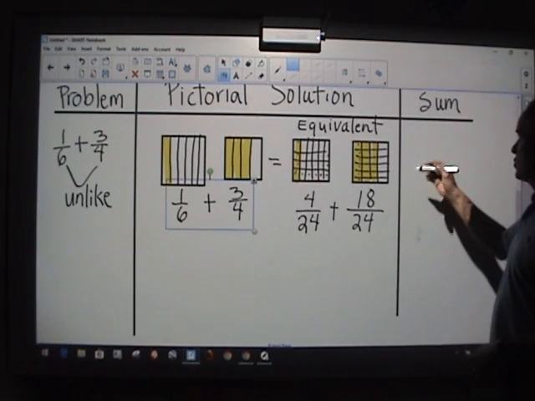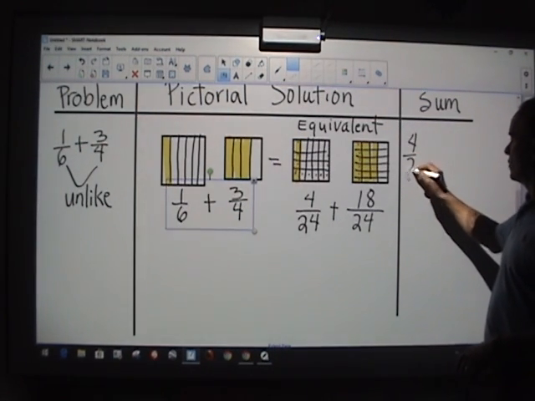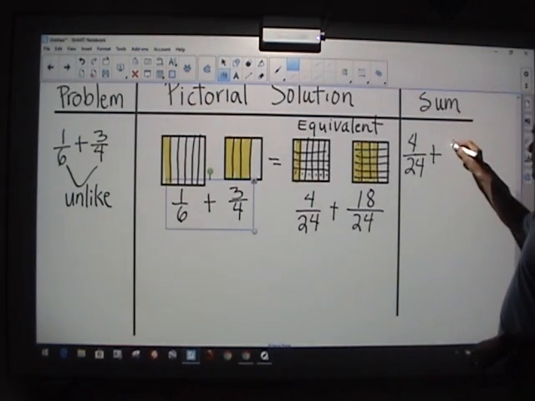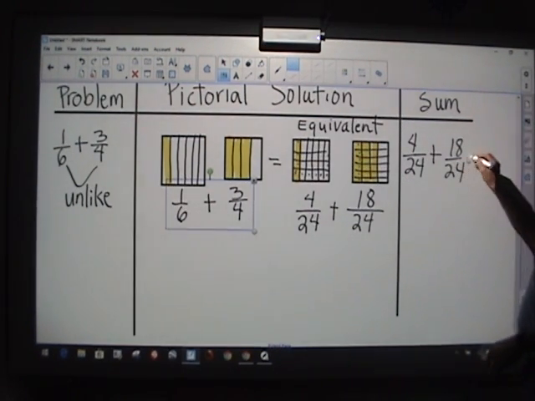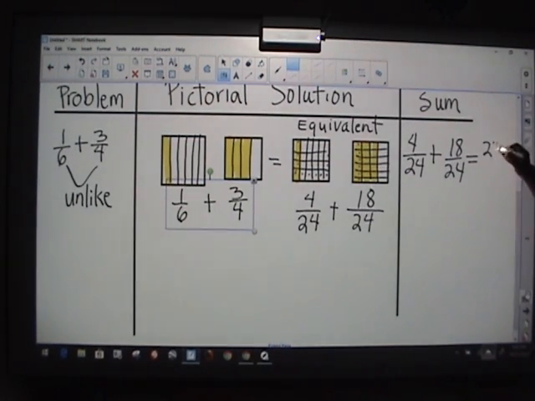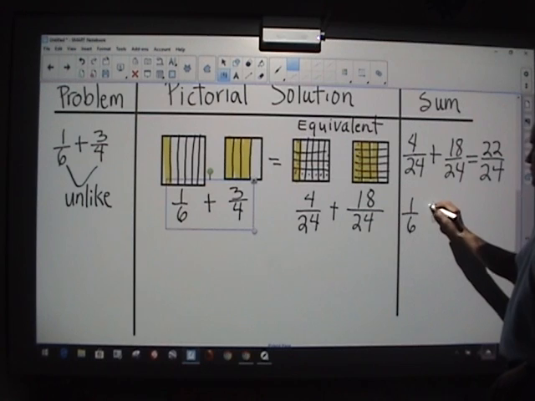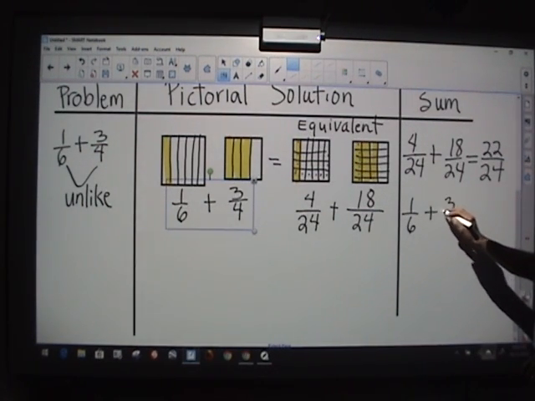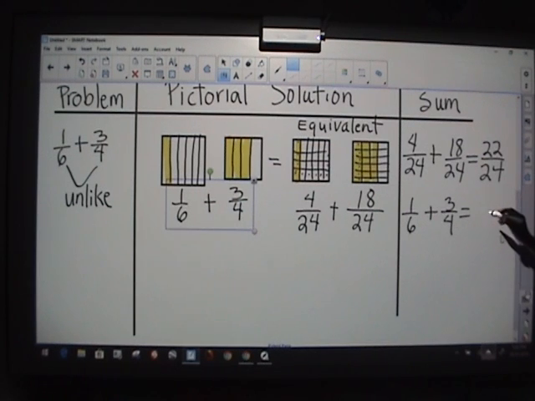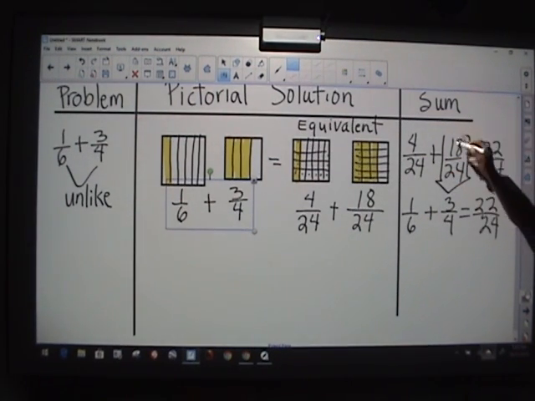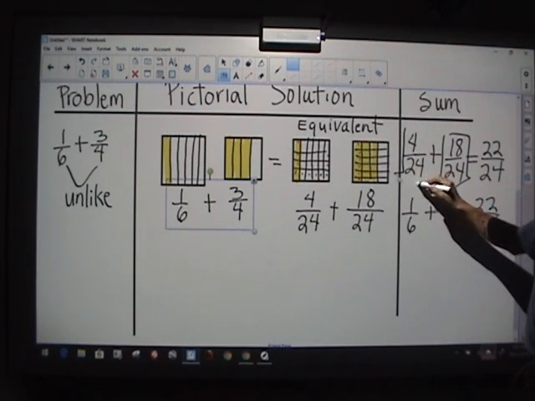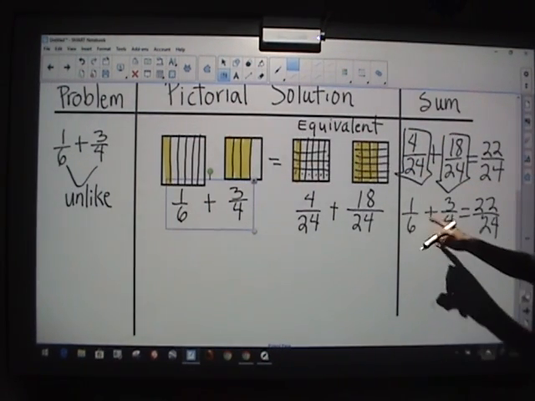So now we can do the addition to find the sum. 4 24ths plus 18 24ths equals 22 24ths. We can also rewrite it like this, like the original sum. 1/6 plus 3/4, and the sum is the same sum because these two are equivalent fractions. This is an equivalent fraction of that number, and this is an equivalent fraction of this number.